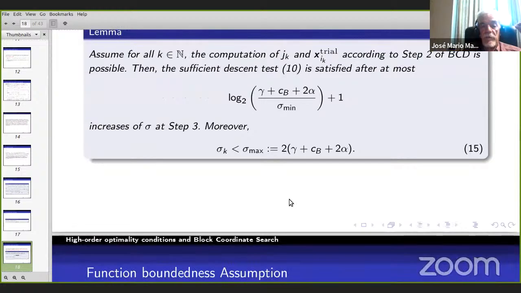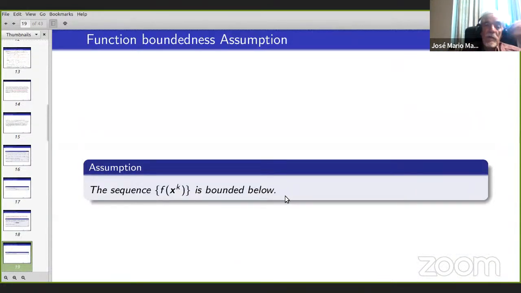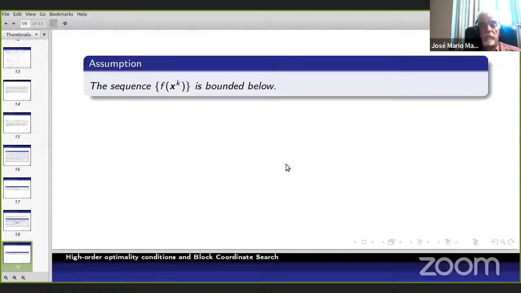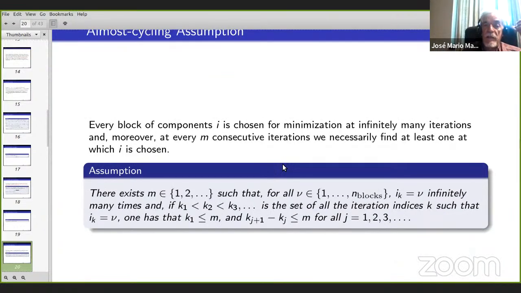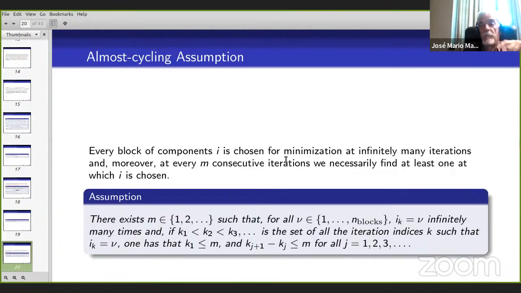Okay, this is the first lemma. I also need that the objective function is bounded below. I need this almost cycling assumption. That is to say, I don't need to cycle over the different blocks 1, 2, 3, up to n, and then 1, 2, 3 again, and I can do something more chaotic. Choose different blocks in chaotic order or something.